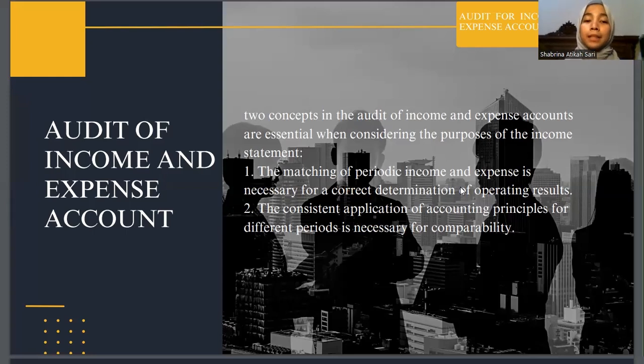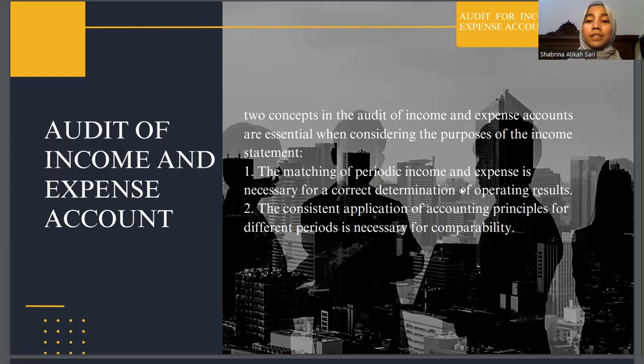Okay, to complete our discussion of the key accounts of the acquisition and payment cycle, an overview is provided of procedures auditors typically use to determine whether the income and expense accounts in the financial statements are presented in accordance with accounting standards. The auditor needs to be aware that most users of the financial statements rely more heavily on the income statement than on the balance sheet for making decisions.